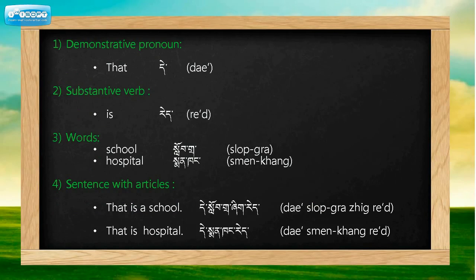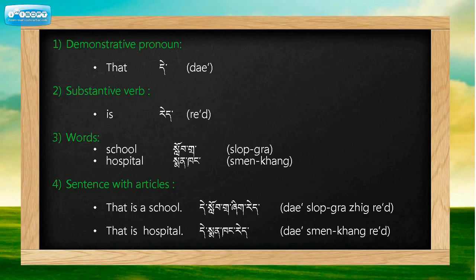Now let's move on to our second demonstrative pronoun. For that, in Tibetan, it would be de. As earlier, our substantive verb for is would be re. Our new words: for school, it's lopta, and for hospital, it would be menkang.